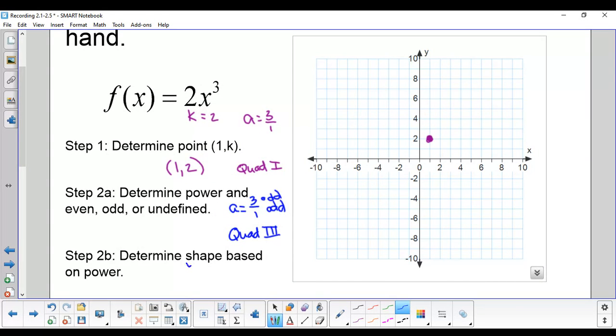Last, I need to determine the shape of the graph. Now, because our a value is greater than 1, I know it's going to behave like our quadratic or cubic graph. So it's going to be that U-shaped or half U-shaped function. So I'm going to go ahead and plot that. Because I also know it exists in quadrant 3, I can plot the point -1, -2, just to give me a little bit more precision. And there you have a sketch of our cubic function.